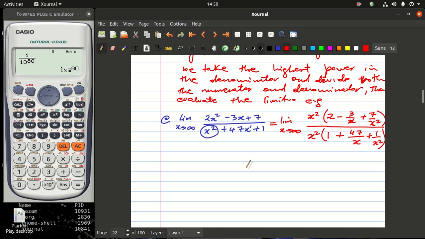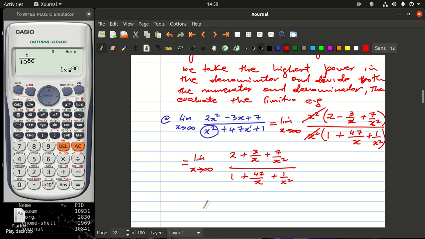That's simple as it is. And then secondly, this x squared and this x squared will cancel out, so now we are left with the limit as x approaches infinity of 2 plus 3 divided by x plus 7 over x squared, all over 1 plus 47 over x plus 1 over x squared.